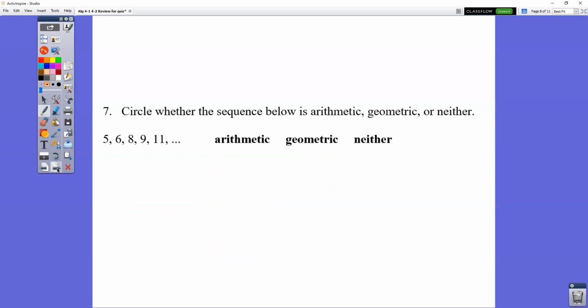Question number 7. Circle whether the sequence below is arithmetic, geometric, or neither. 5, 6, 8, 9, 11.